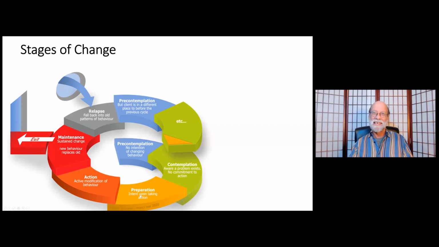And then finally, after all of that, we finally get to act. We start modifying our behavior in the real world. And again, emphasized here is this idea that it's not just the action, it's the maintenance of behavior change over time.